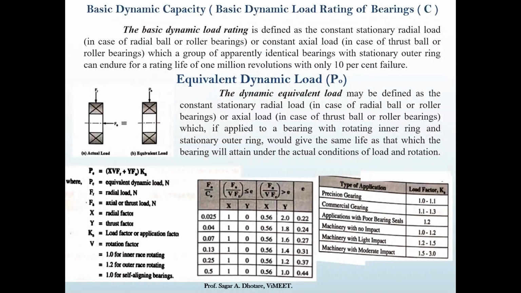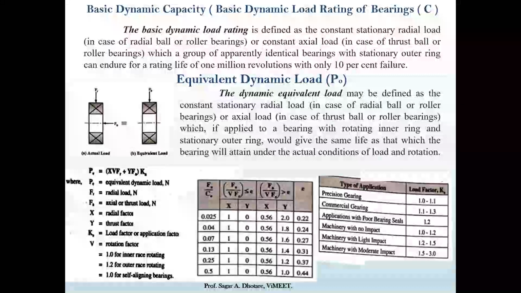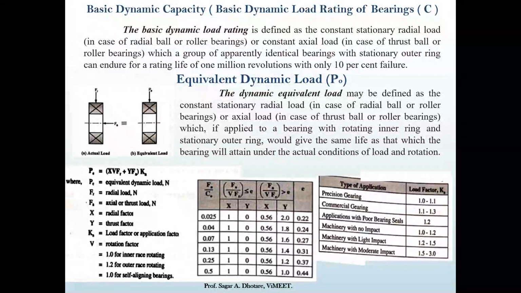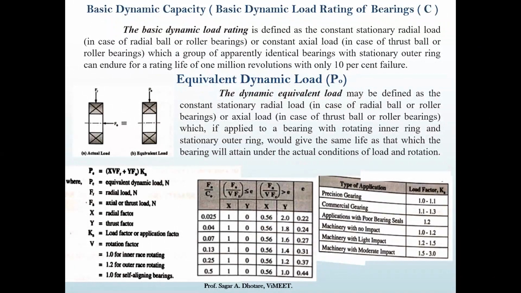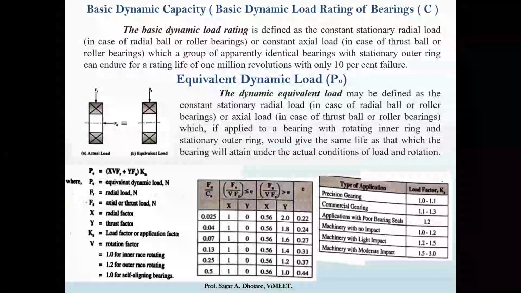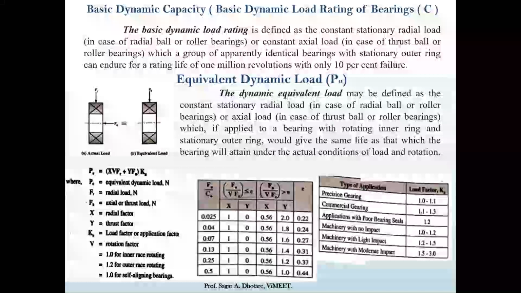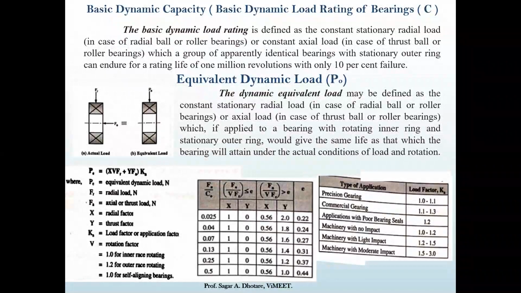Normally the basic dynamic capacity of the ball bearings is given in a manufacturing catalog. In the manufacturing catalog, static and dynamic both capacities are provided, but they have considered only the pure radial load condition. As I previously said also, whenever the test occurred over the radial bearings, they normally consider only radial load. If a thrust bearing is there, only pure axial load is considered.